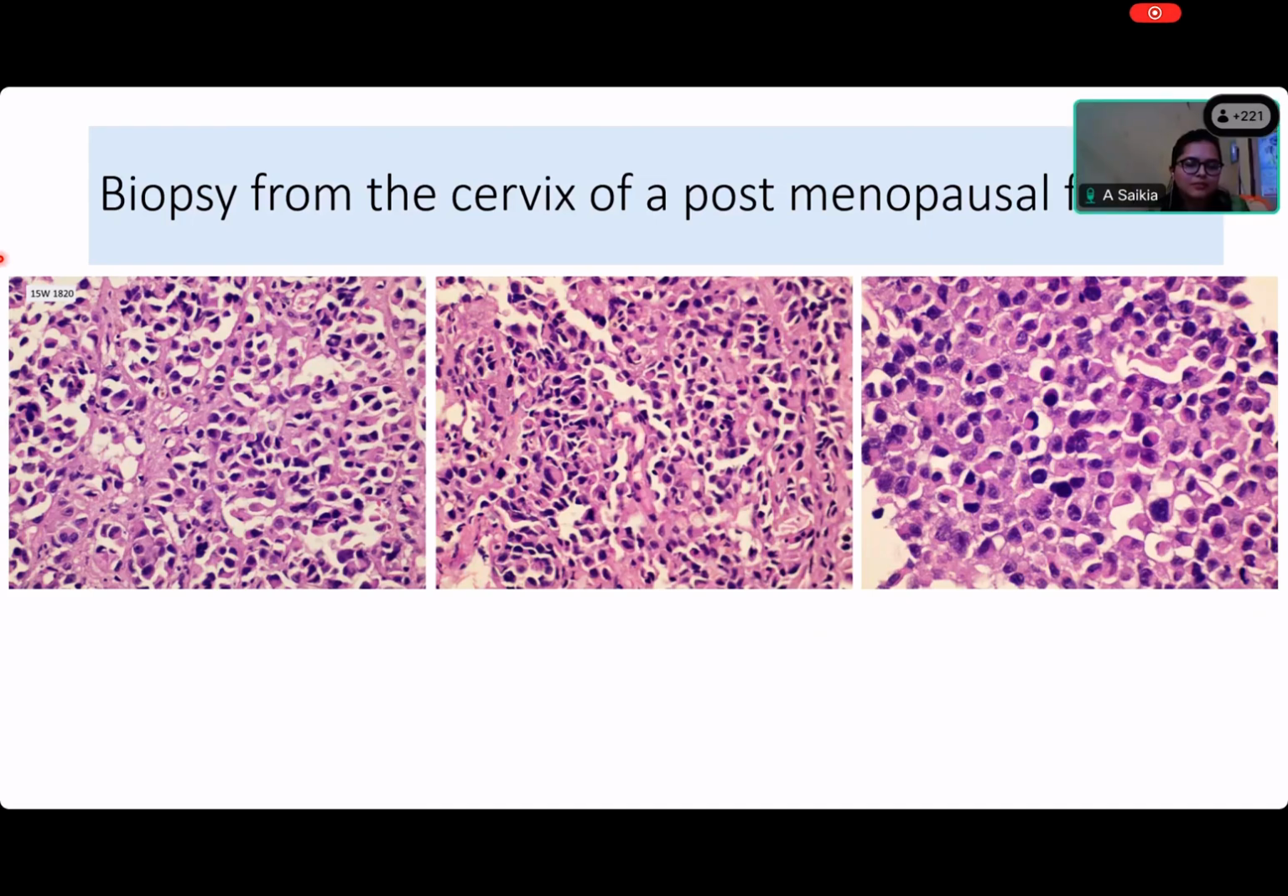Who's answering? Sakshi? Signet rings. All right, come on now. Ask for annotation and please show me where these signet rings are. I see lots of things. Vague, adeno, somebody saying rhabdoid. Yeah, come on, Sakshi, where are the signet rings?